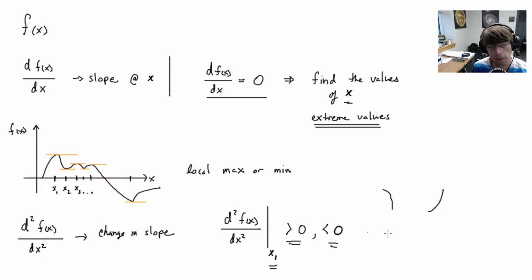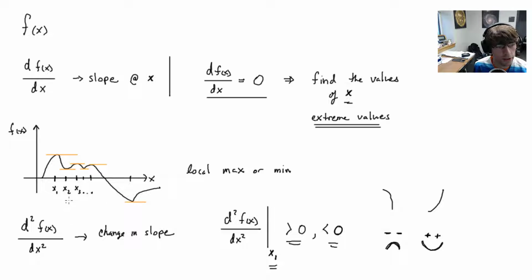I usually tend to think about it like this. If I get a negative second derivative, it's a frowny face. And if I have a positive second derivative, then it's a happy face. Okay?